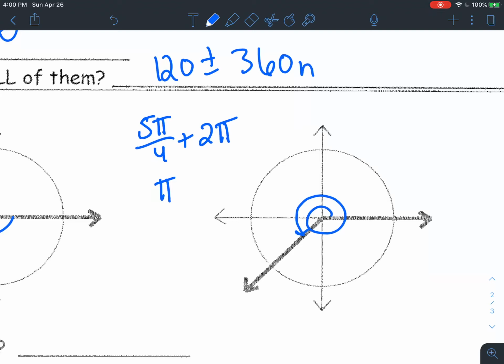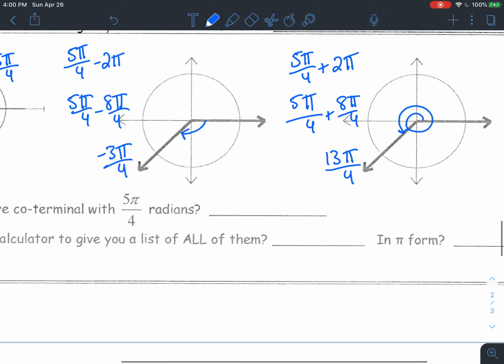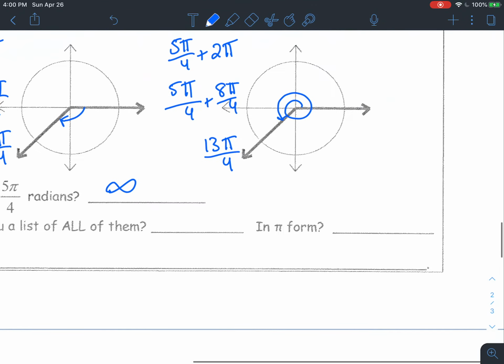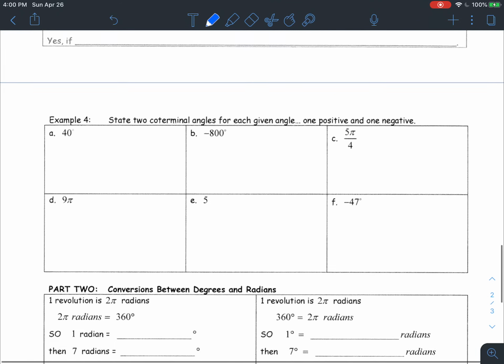Eek, that's an ugly 5 there. Over 4 plus 8 pi over 4. So you end up with 13 pi over 4 for that angle. Same answers here. I'm not really concerned with them. There's an infinite number of them. Don't need to worry about your calculator to find the other coterminal pieces.